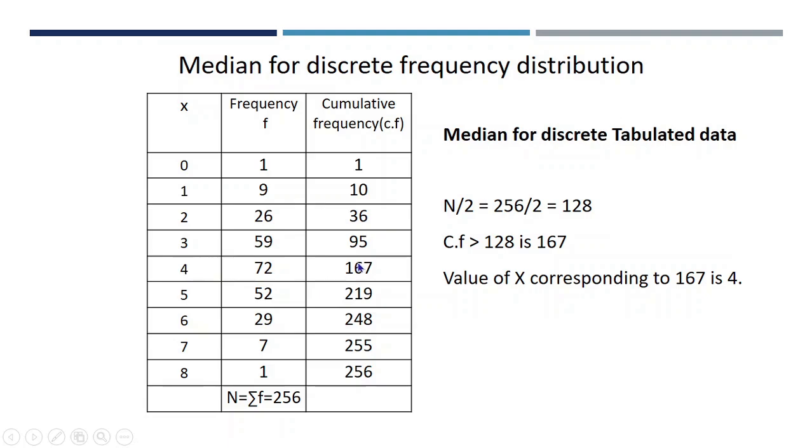So first find the n by 2 and identify the cumulative frequency just greater than this n by 2, and the x value corresponding to that is the median for this set.